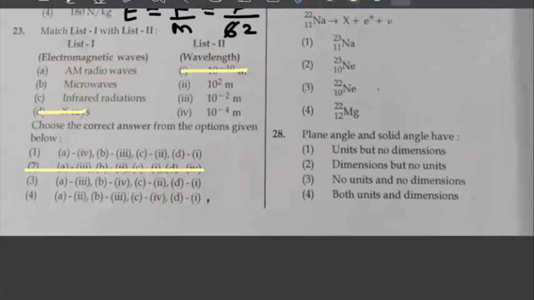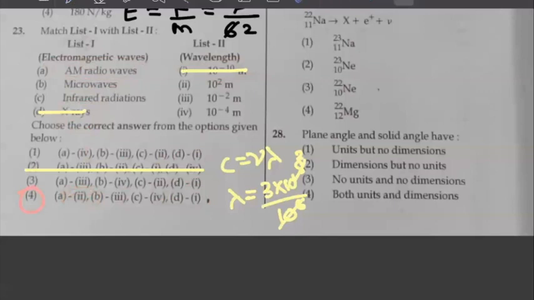Then what should be the lambda value? C is equal to nu lambda, so lambda should be C by nu. C is 3 into 10 raised to 8 and this is 10 raised to 6. So I get 3 into 10 raised to 2. So 10 raised to 2 should be AM. So A should be 2, and A being 2 is only this one. So I think this one should be the answer.